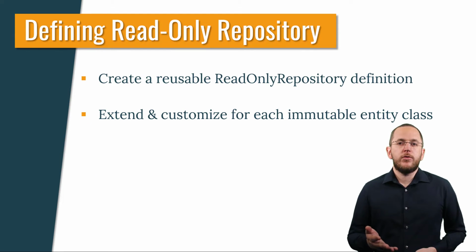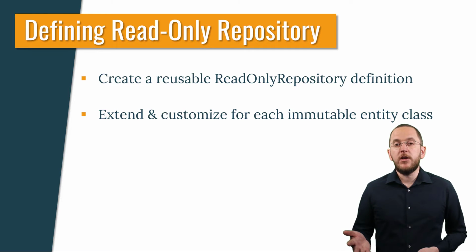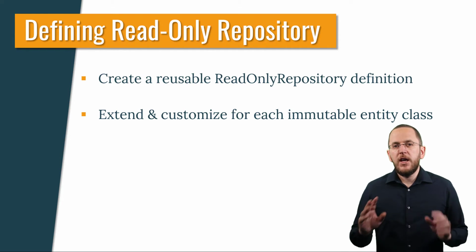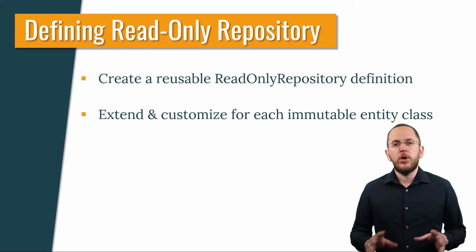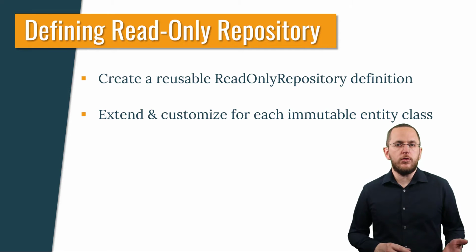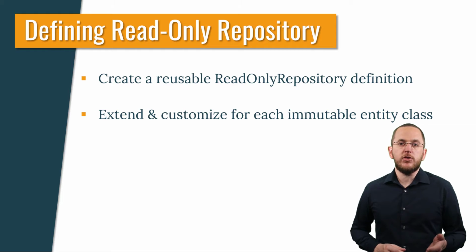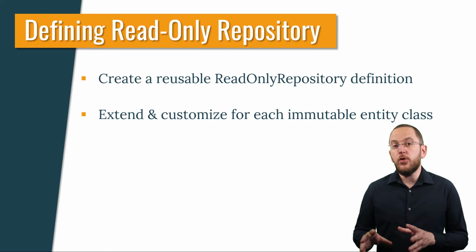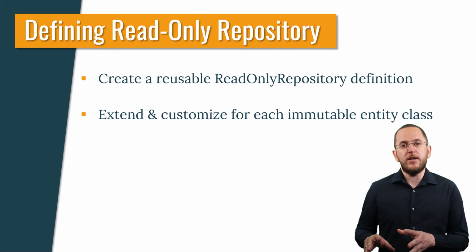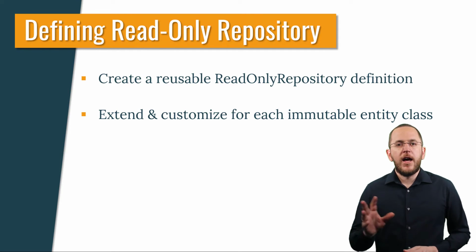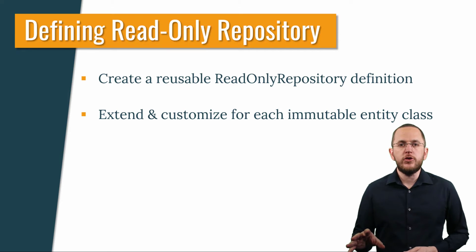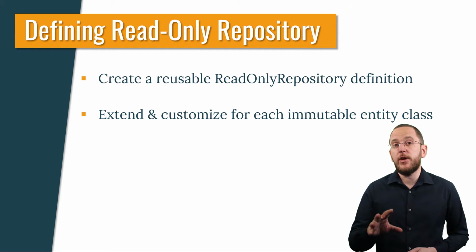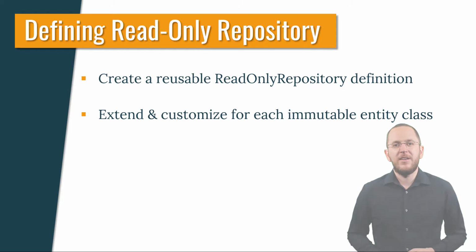All standard repository definitions provided by Spring Data JPA support read and write operations. If you want to create a read-only repository, you need to define it yourself. But don't worry, you don't need to provide any implementation for the read operation. You only need to define an interface, and you can use all standard methods provided by one of Spring Data JPA's standard repositories. I always like to define my read-only repositories in two steps. I first create a reusable read-only repository definition that I then extend and customize for each immutable entity class.